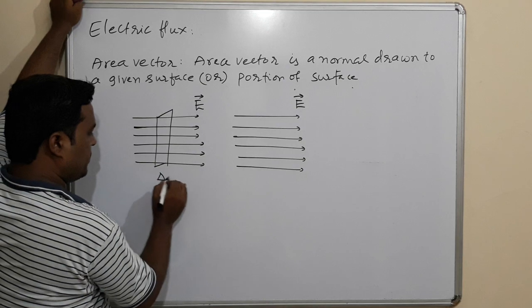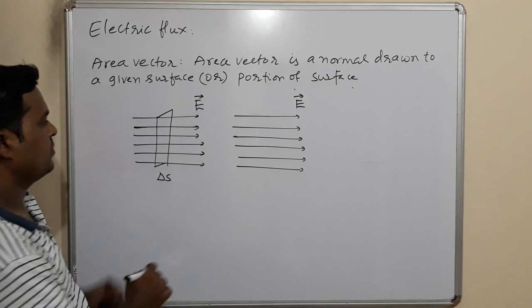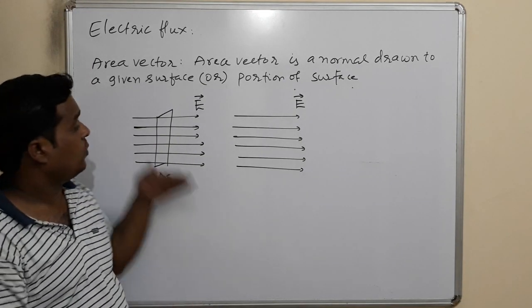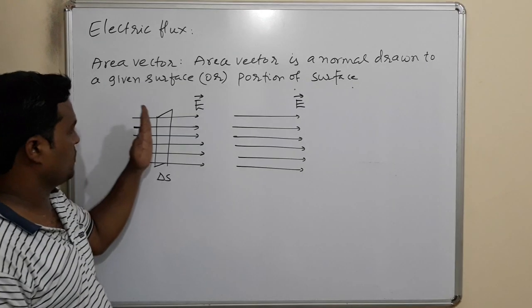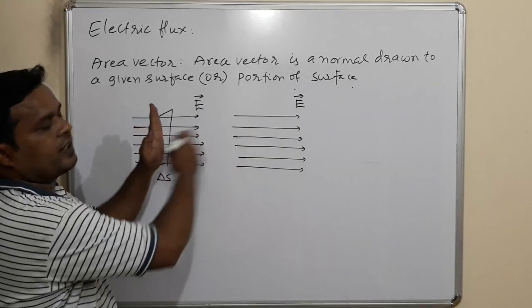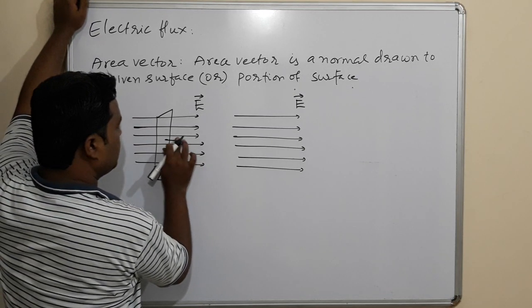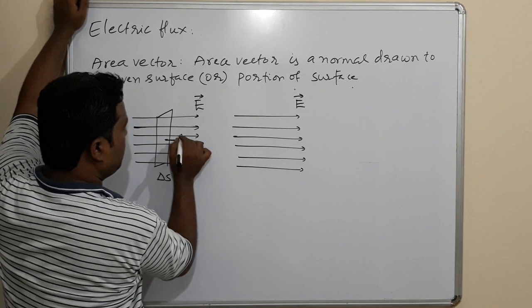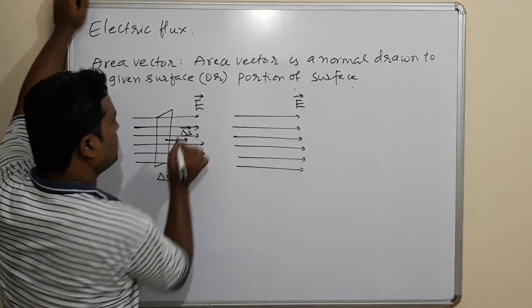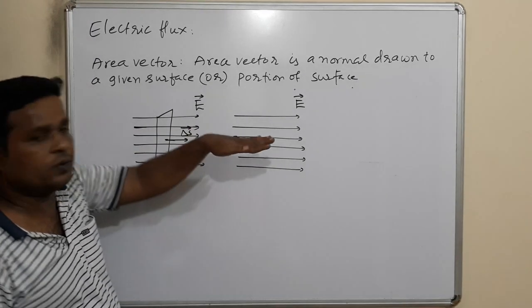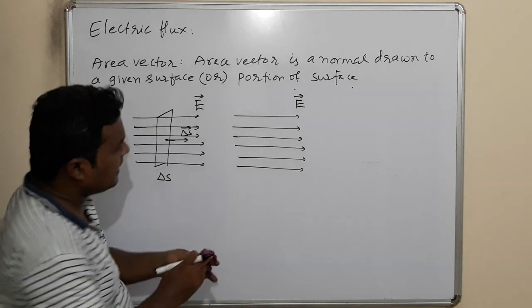The area of this will be delta S. Then where is its area vector? What is area vector? Perpendicular. Suppose if it is held like this, the area vector is held perpendicular like this. This is the direction of the area vector, along the field.